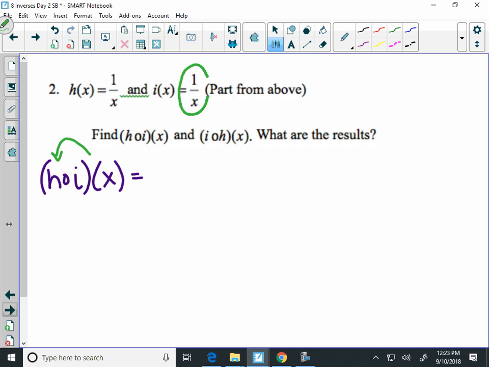So we're going to take this 1 over x, and we're going to put it into h. So we'll have 1 over 1 over x. Now, when we divide by a fraction, we talked about this just a couple minutes ago with some of us, you actually end up having to multiply by the reciprocal. So you're really taking 1 times, what's the reciprocal of 1 over x? x over 1. Well, what's 1 times x over 1? Just x.